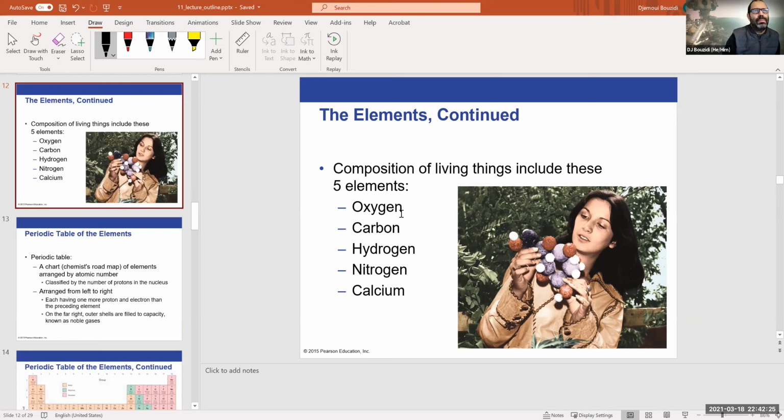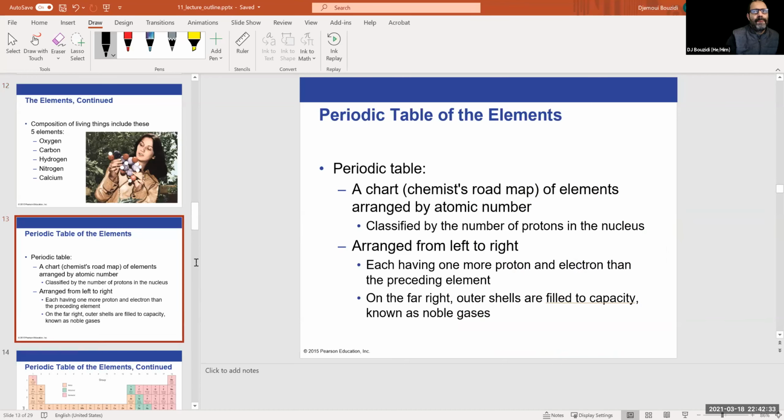Obviously, you're saying, okay, how about sodium? We need sodium. Potassium, we need potassium. Yes, we do. But these are the makeup of the living organism for the main part, okay?